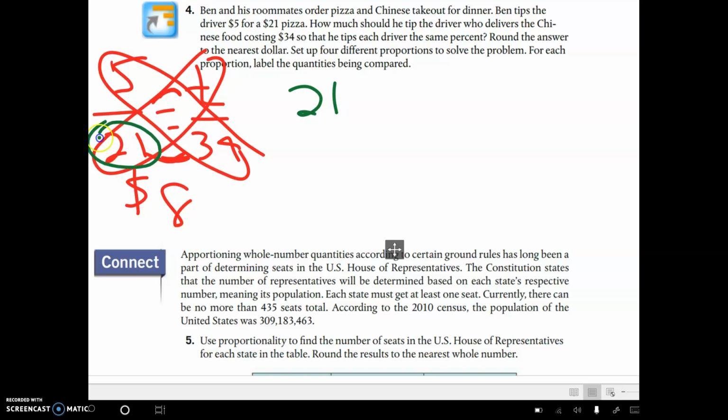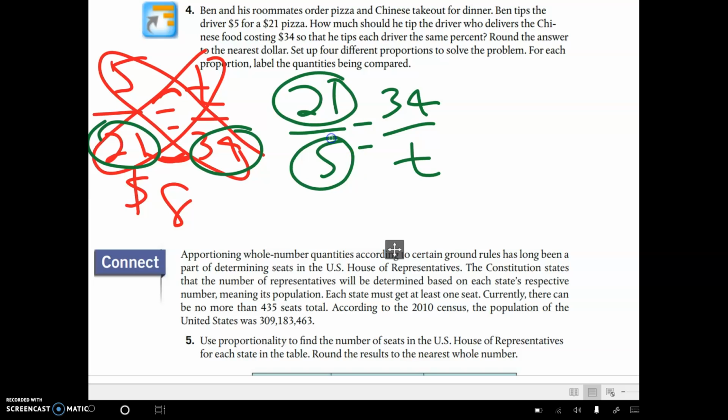So like the $21, put the tip on bottom. And then we could do the $34 and the tip on bottom to be consistent. So we have the pizza over the pizza tip. We have the takeout over the takeout tip. And again, as long as you set them up so that the units match, you should be fine as far as getting the correct answer. And just make sure it's logical. I mean, if you have a $82 tip on a $34 meal, probably not correct. Okay, go ahead and see if you can figure out number 5, and then we'll look at that together as well.